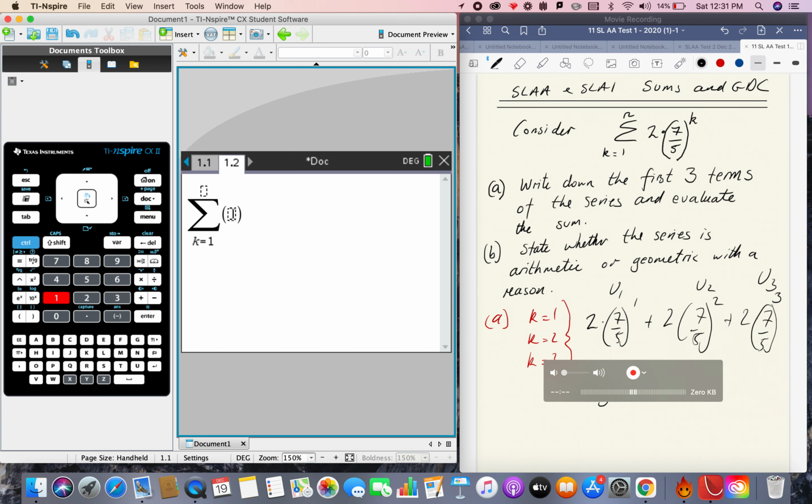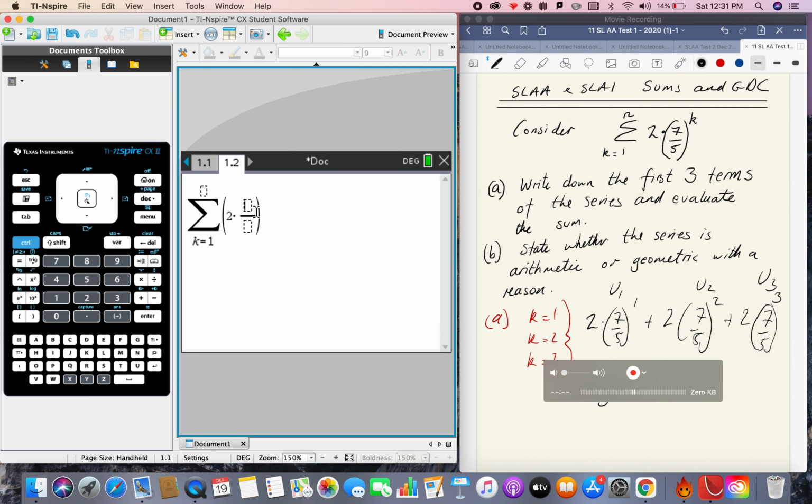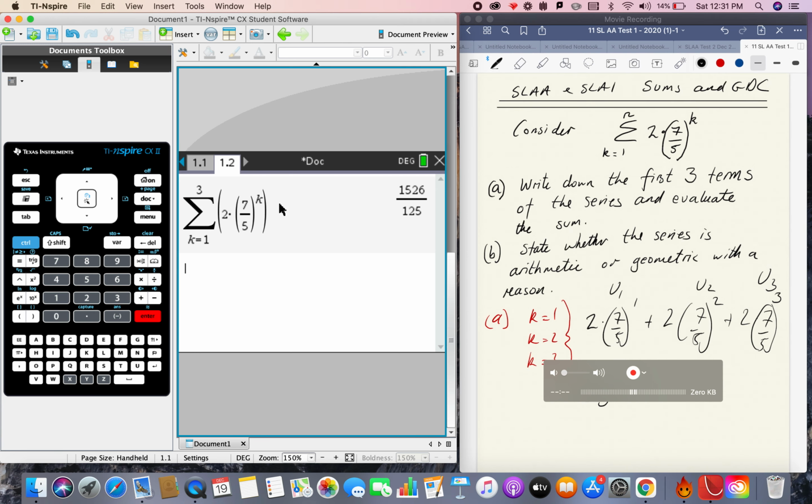Over here we get 2 times, open up the fraction button, keep things nicely aligned. And that's 7/5. Looks like the laptop's being a bit slow here. 7 here and 5 here. But the 7/5 is in a bracket, so make sure we get that in a bracket. And then this is powered up to k. And we want the sum of the first three. So k is 1, k is 2, k is 3. And we just go ahead and evaluate it. And there's the answer.